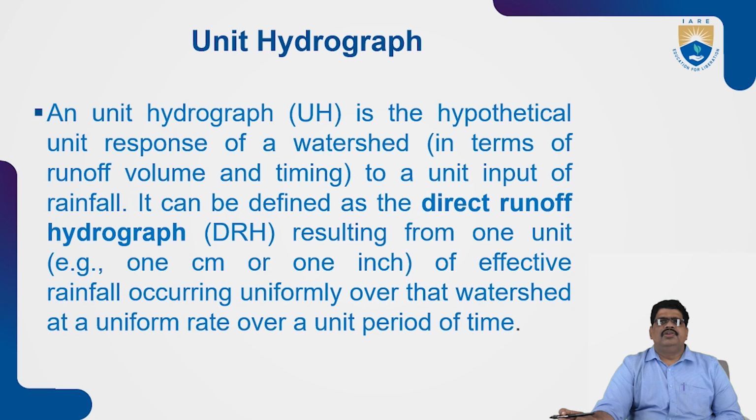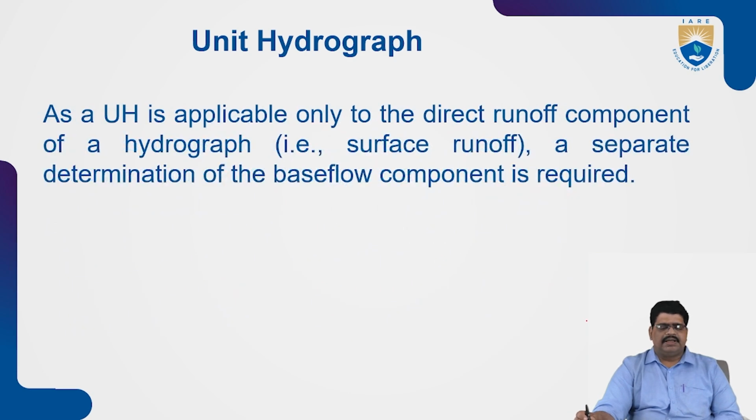Next, the unit hydrograph. A unit hydrograph is the hypothetical response of the watershed per unit area. The direct runoff hydrograph results from 1 unit centimeter of effective rainfall, we know well. 1 centimeter will be considered for the unit hydrograph, at a rate per unit period of time. Next, apply the direct runoff and the surface runoff as usual.